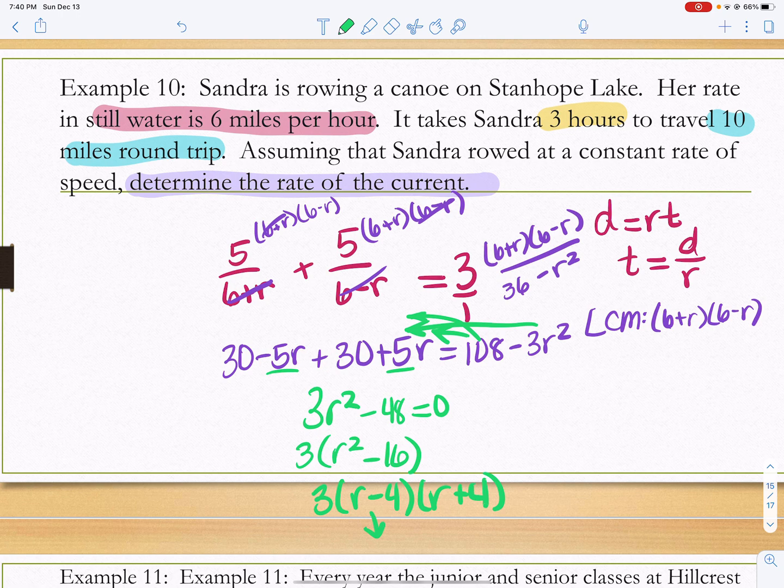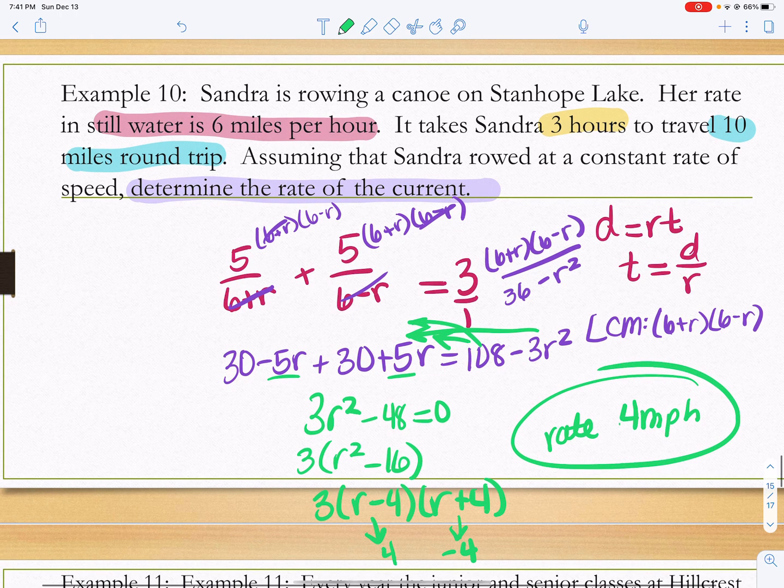So if I solve this, I'm saying that the rate of the current is 4, and this one is saying a negative 4 because it's working 4 with me and 4 against me. So the rate of the current is going to be 4 miles per hour. This is the rate of the current. Oh, that's an E.